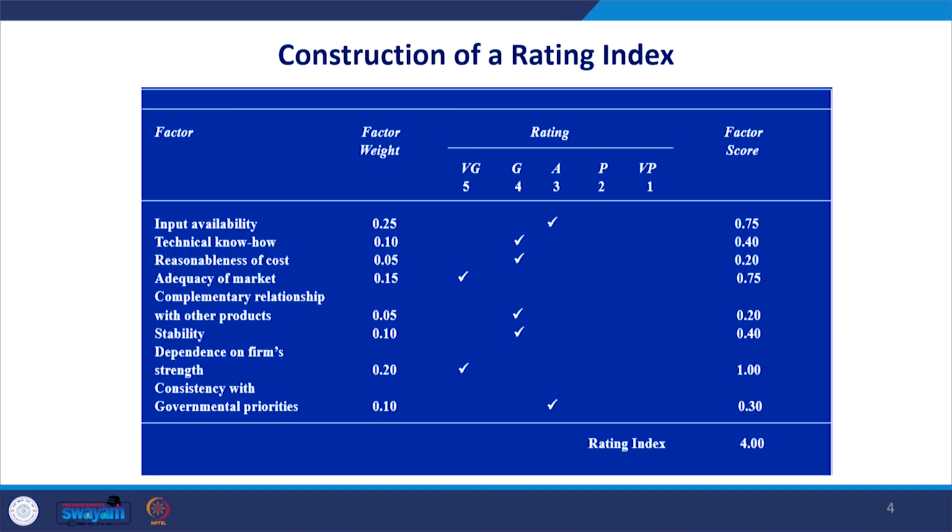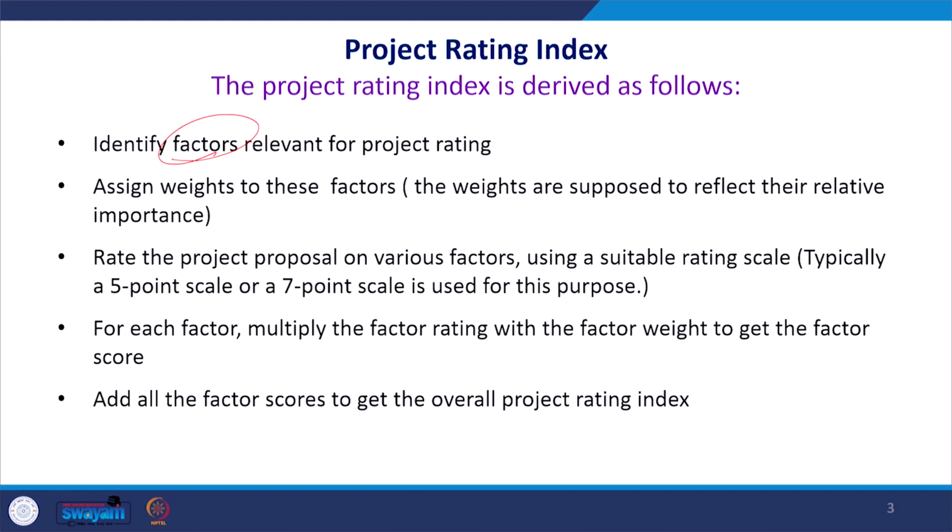So, what we are going to do for building this index: first thing is to identify the factors relevant for the project rating. This is a very important consideration. So, what are these factors? We have given these factors here. For example, input availability is one factor, technical know-how is another factor, then the reasonableness of the cost, adequacy of the market, the complementary relationship of the product with other products, stability, dependence on the firm's strengths, and consistency with the government priorities and others. So, these may be some factors. They may not be the same for every project; they may be different for different opportunities, or if they are the same, the weights assigned, the priorities and the ratings given may be different. So, finally, we will have to identify those factors. This is the first important step in developing the project rating index.